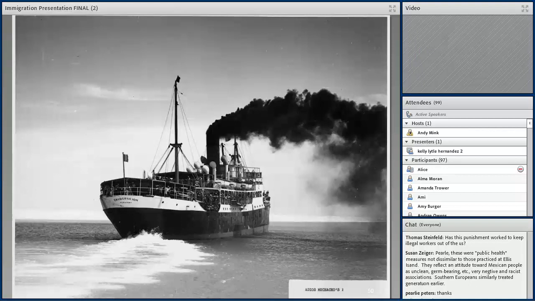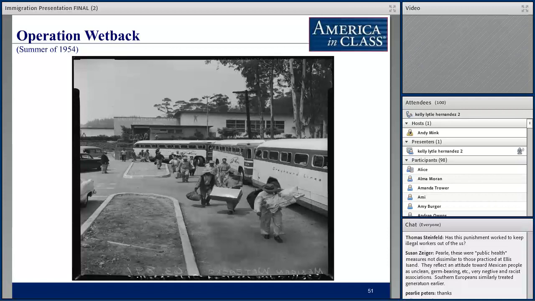So yes, here is a picture of one of the boats that took bananas and deportees on the circuit. I find that ironically it's called the SS Emancipation. So this is a moment in which we have the Operation Wetback campaign of 1954. And I provided you all with a recent op-ed I put out on this campaign.